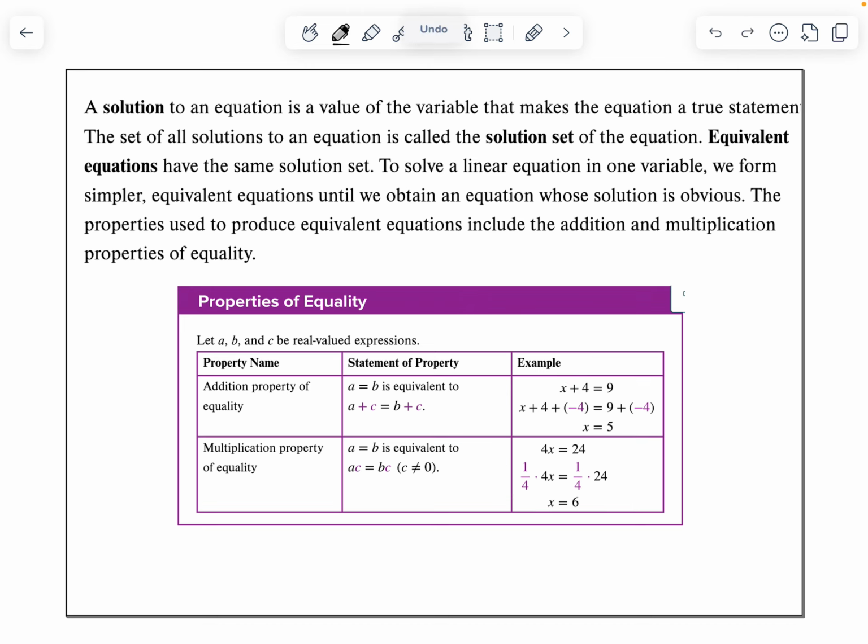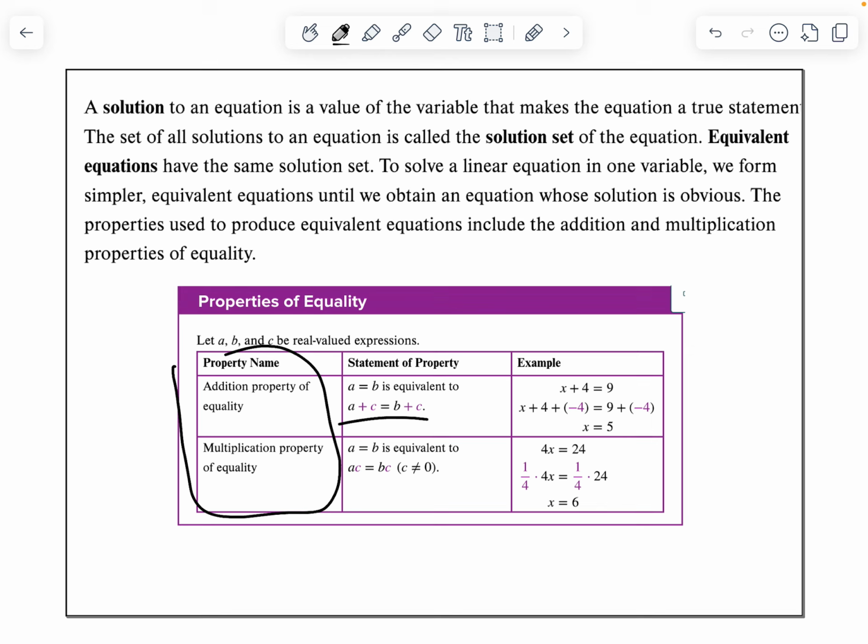We have two properties here that we're going to keep using today and throughout the unit. They're called the addition property and the multiplication property of equality. The addition applies to addition and subtraction. The multiplication applies to multiplication and division. So with the addition property of equality, all it says is if we can add the same thing or subtract the same thing to both sides of any equation, that just keeps it balanced. The multiplication property of equality says we can multiply or divide by the same thing on both sides of an equation, as long as it's not 0, right? We can't divide by 0.